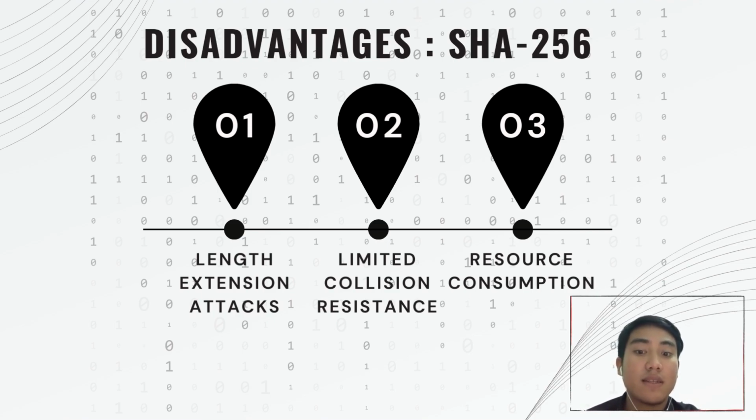The second one is limited collision resistance. While SHA-256 is generally considered to be a secure hash function, it is not completely collision resistant. This means that it is possible, although unlikely, for 2 different messages to produce the same hash value.